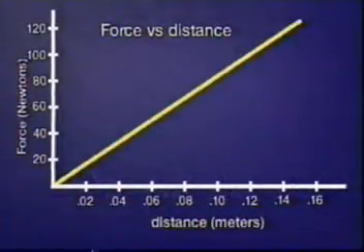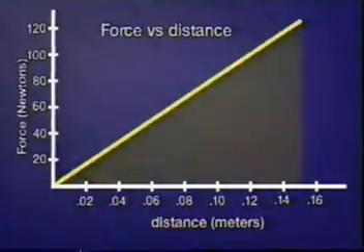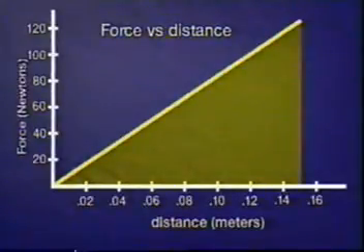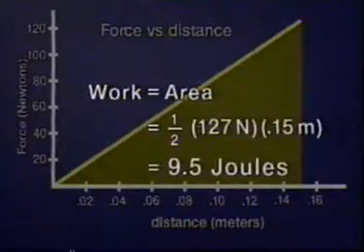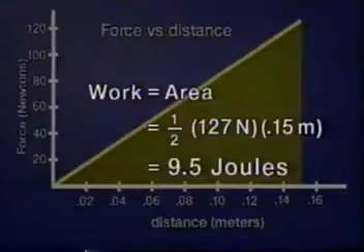The relationship between the applied force and displacement is observed to be linear. The amount of work done can be determined by finding the area under the curve. In this case, the area is simply that of a triangle, and the amount of work is calculated to be 9.5 joules. This is the amount of chemical energy which is transferred from the person's arm and stored as potential energy in the displaced bowstring.